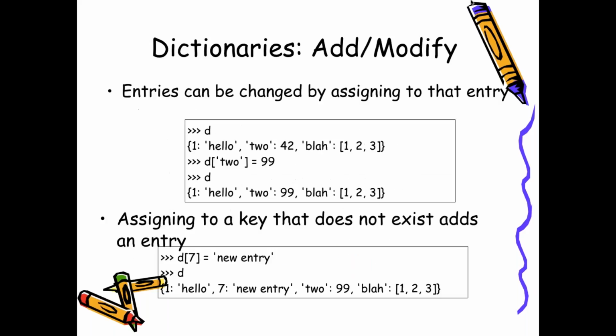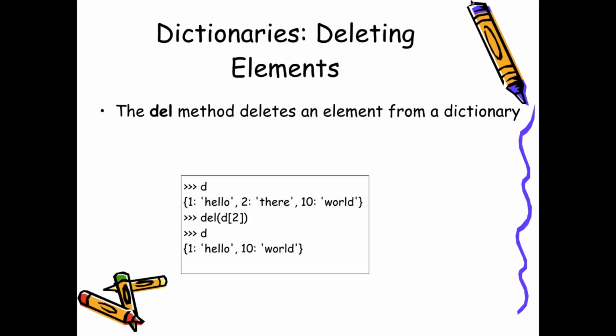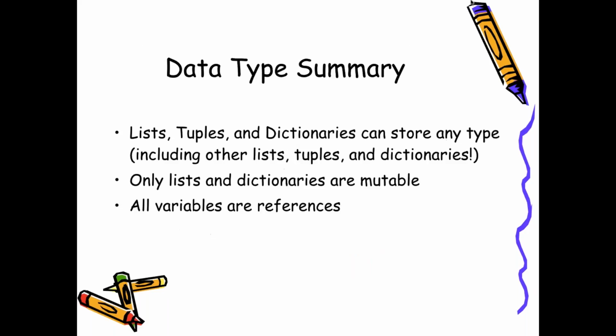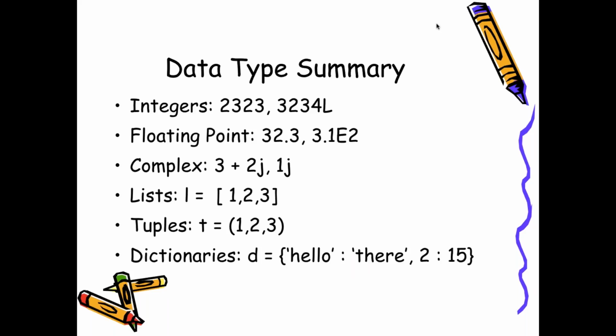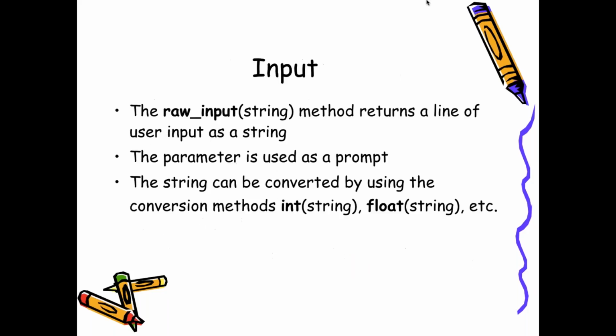So dictionaries, we went through this briefly. We'll go through these more today. We can delete elements. So this is a summary of all the number types. So we have integers, floating points, and complex numbers. We also have lists, tuples, and dictionaries. We'll go through tuples and dictionaries today.